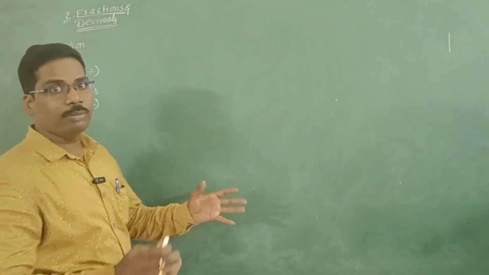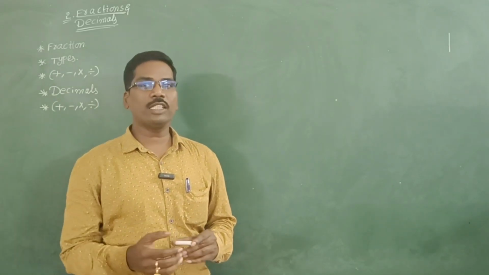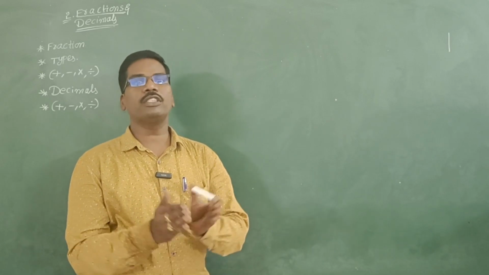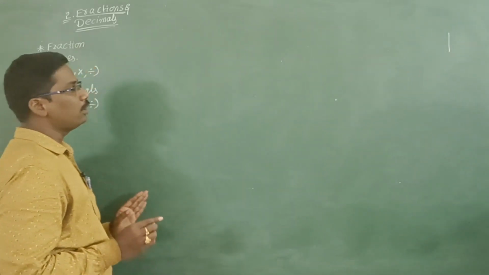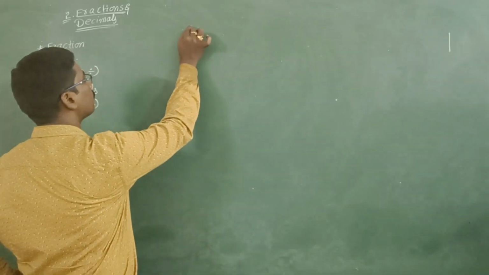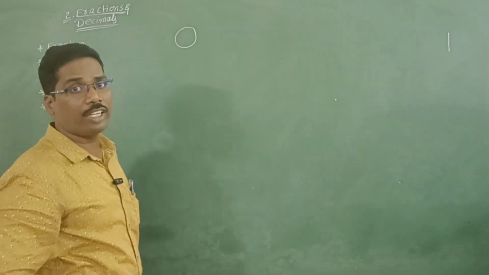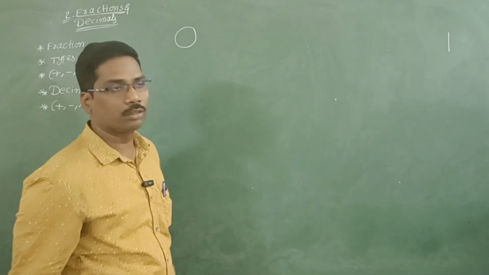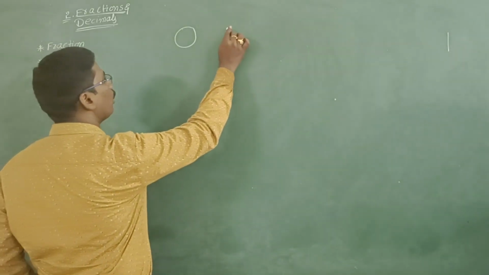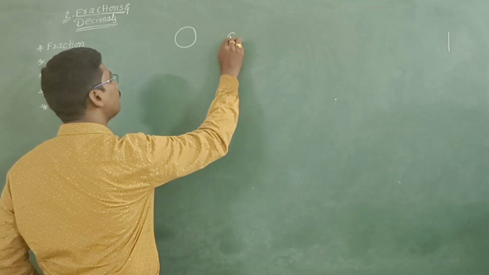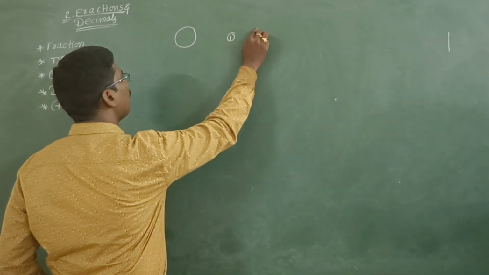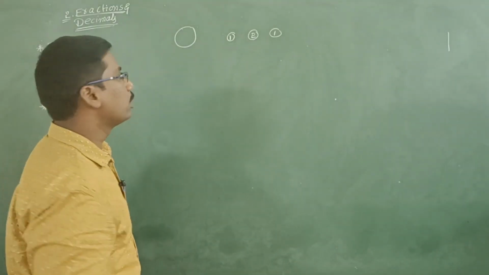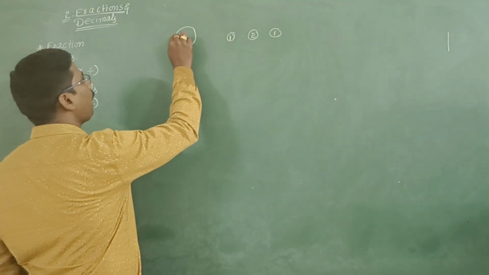Fractions. What is meant by fraction? Fraction means dividing one part into some parts. For example, I have a cake. This cake I want to distribute to 3 persons. The first person I want to give one piece, the second person 2 pieces, and the third person one piece, according to their eating capability.